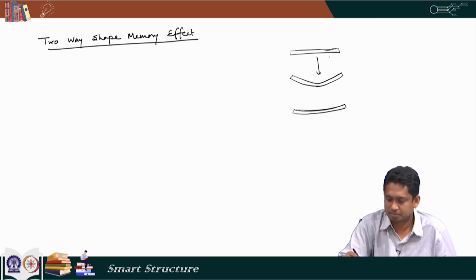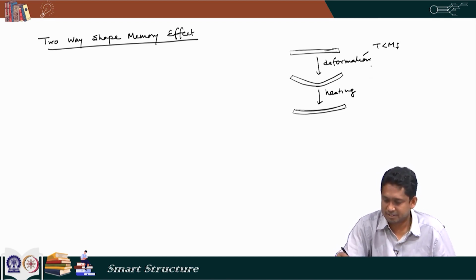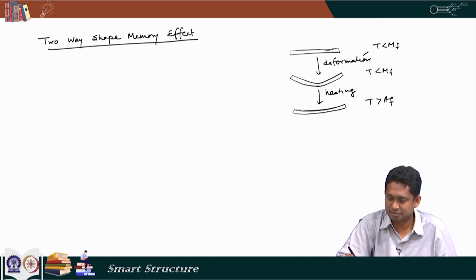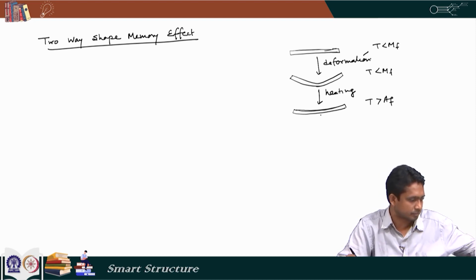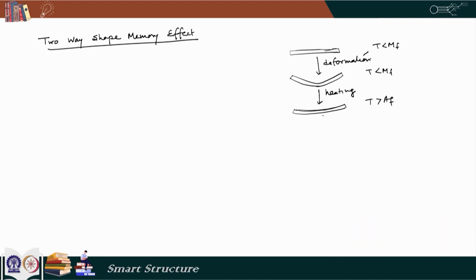So, this is deformation, this is heating. Here the material is in the martensite phase, deformation is again in the martensite phase, and we are heating it. So, it is beyond austenite, but here its full recovery is not happening, and then the interesting thing is that on cooling it can again get its bent shape.